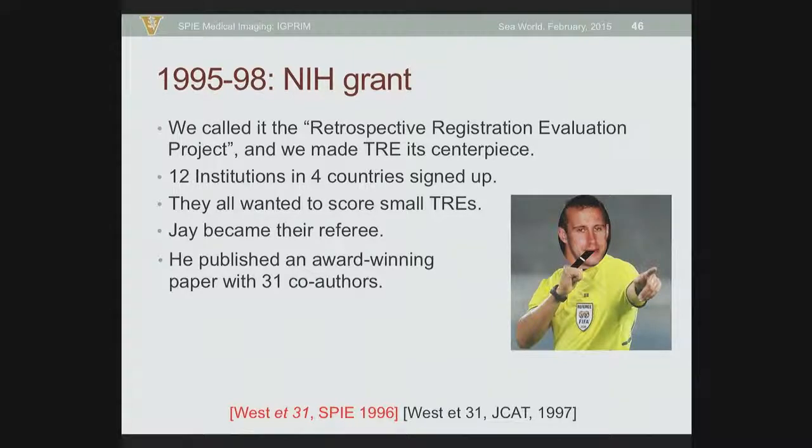And he corralled all those people together, and he published an excellent paper, an award-winning paper with 31 co-authors. It won an award in Journal of Computer-Assisted Tomography. Of course, it showed up first here at SPIE. By June, there were a lot of people clamoring to be involved with this.